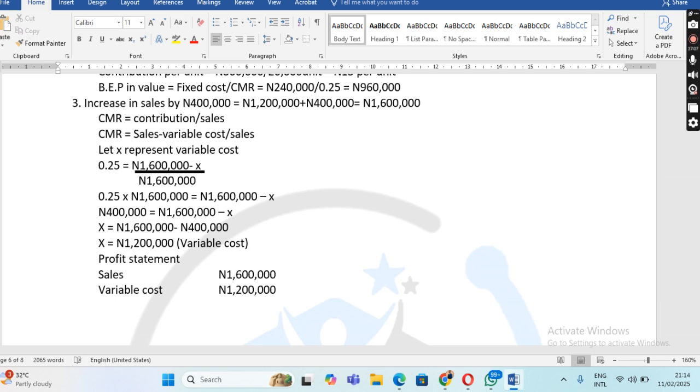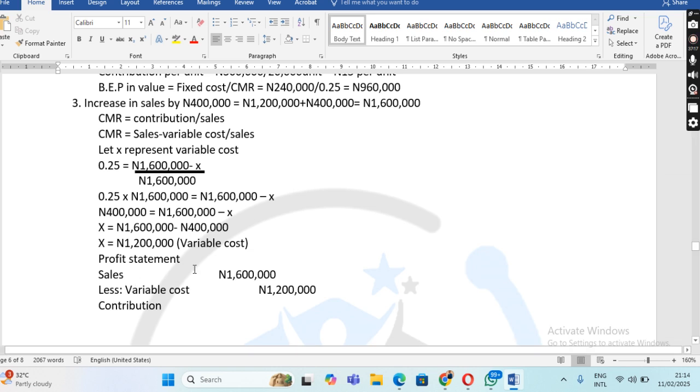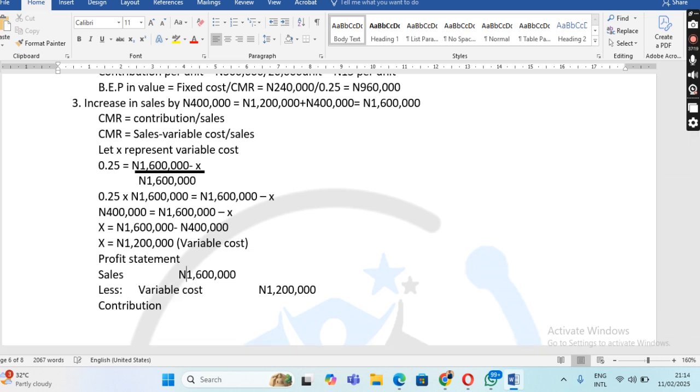Okay. Then what is the difference? We give you a contribution, so you can put less and move on. So give me the figure. What is your contribution? 400,000. 400,000 naira. Okay, thank you.